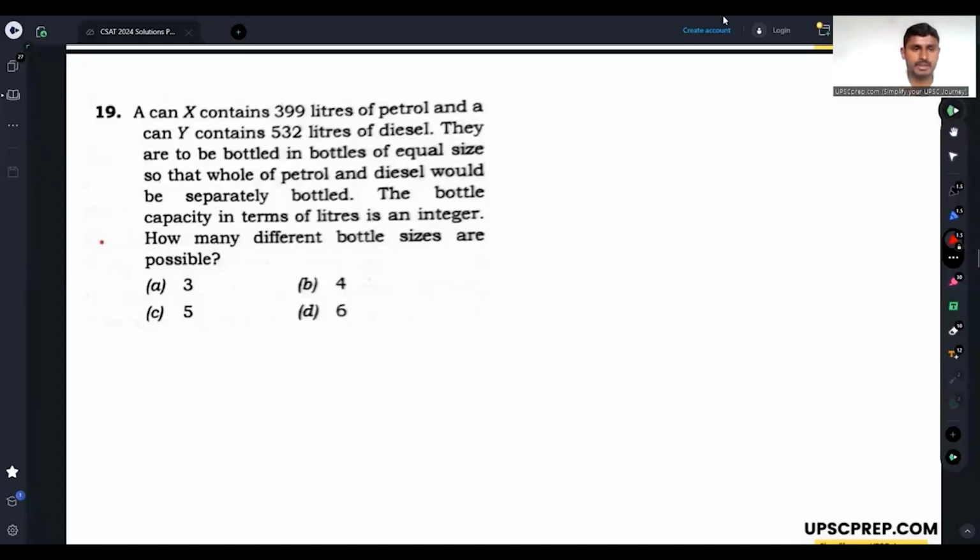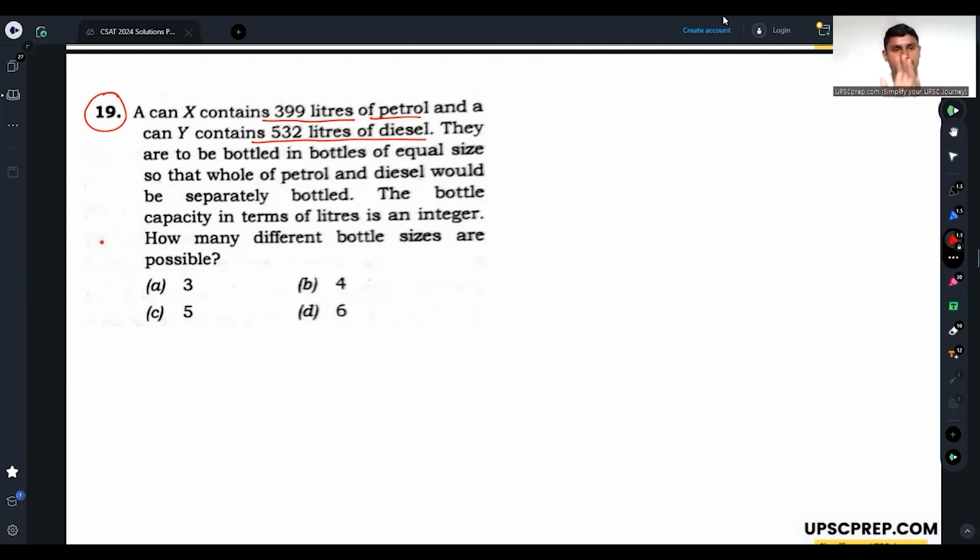Next question, guys. See, 19th question. Okay, from CET. A can X contains 399 liters of petrol, and a can Y contains 532 liters of diesel. Okay, यहाँ पे भी can is not a verb, guys. Can is the can in which you are storing the petrol and diesel. इसीलिए they have specifically used a, which is an article.